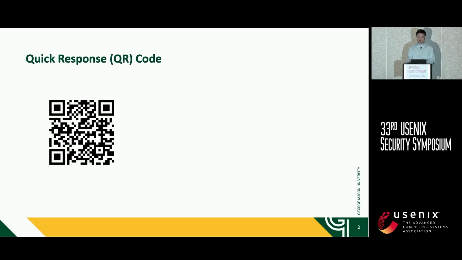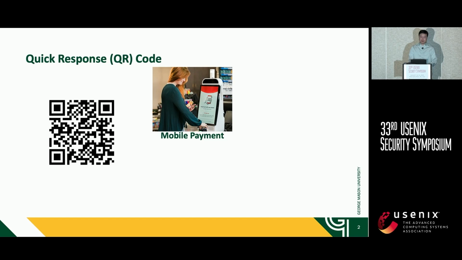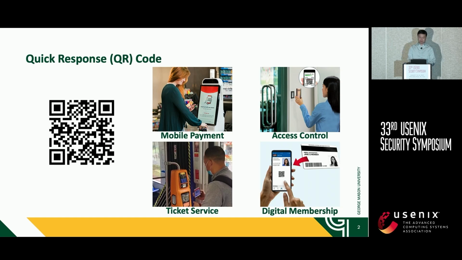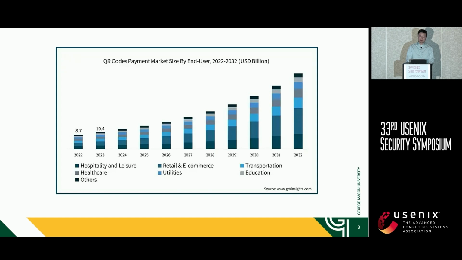Quick response codes are a type of barcode that can be read easily by digital devices. Due to their convenience and ease of use, QR codes have been widely adopted in mobile applications such as mobile payment, access control, ticket service, and digital memberships. Mobile payment service providers such as Venmo, PayPal, Alipay, and WeChat all offer the option to use QR code for transactions. The QR code payment market size is projected to grow to $45 billion in 2032.